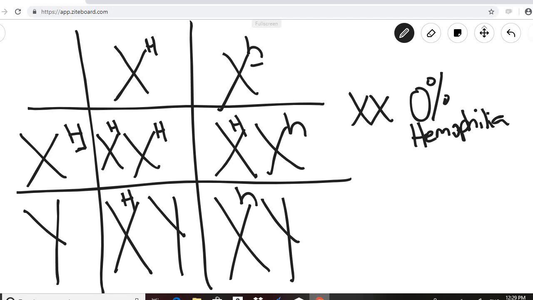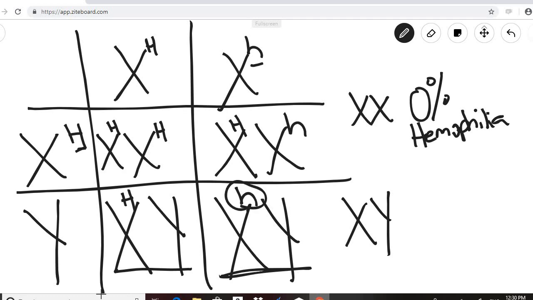Then we look at the males, and we see that half, this would be a non-hemophiliac. This would be a hemophiliac because in a sex-linked trait, the male only needs to have one of the disease-causing allele to have the disease. So 50% of the males, half of the males would be hemophiliacs.